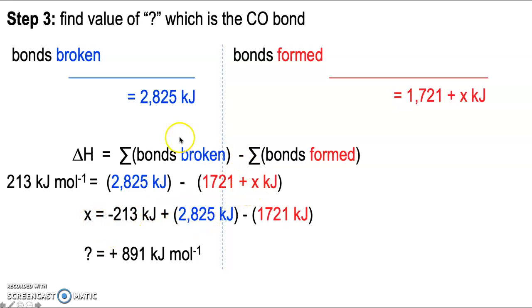So to put X on the other side of the equal sign, notice that it's minus the X because the X is in the brackets there and this minus is in front. So that's why that X is a positive on the left hand side. And to put the 213 on the other side of the equal sign, we need to subtract 213, which is why it's minus 213 for the enthalpy value. And then it's just the plus 2825 minus the 1721. So in your calculator, get yourself the value, and X is 891 kilojoules per mole.